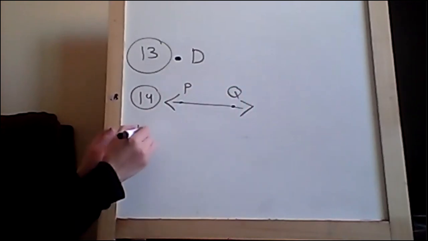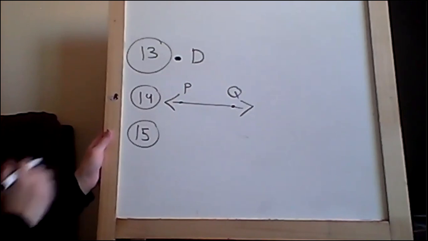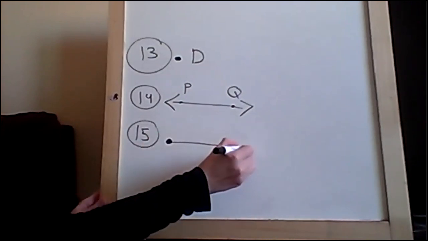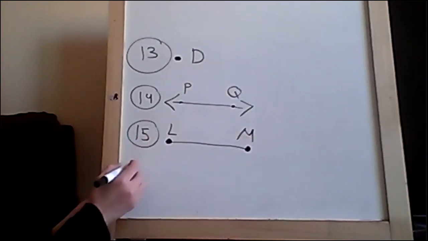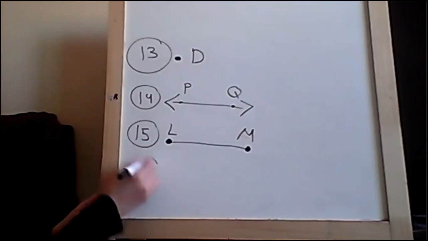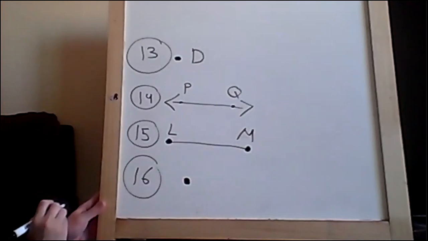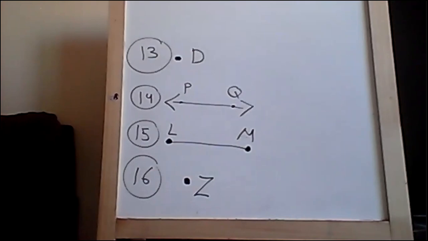Now we are in question number 15. I have above the letters line without any arrows. That means we have line segment. So you have to draw a straight line with two end points. So then you have to write L, M. We are in question number 16. I have only letter. That means I have point. So you have to draw point. Beside the little point, you have to write the letter.